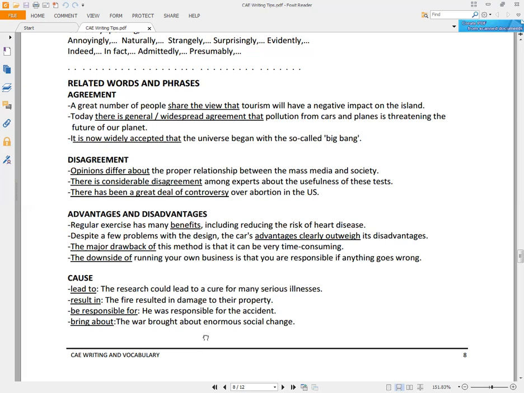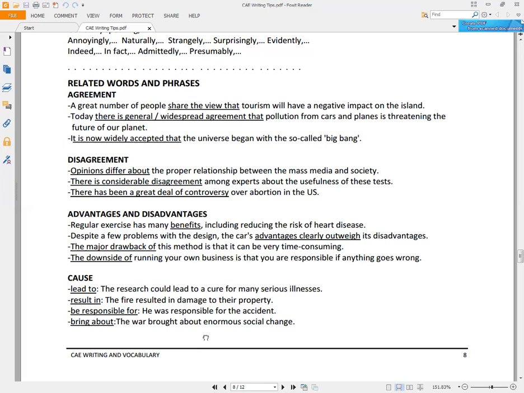Today, there's a general, widespread agreement that pollution from cars and planes is threatening the future of our planet. It's now widely accepted that the universe began with the so-called Big Bang. Notice here, as we have just said, in formal writing it's better to use the passive voice than the active voice. It's now widely accepted. Widely here means around a lot of places, or around the world.